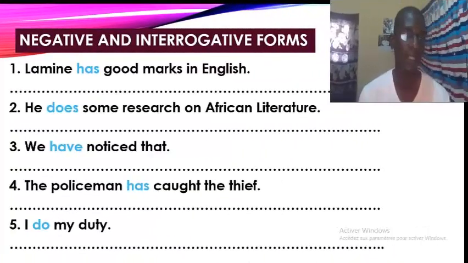Phrases à la forme négative et interrogative. Lamine has good marks in English. Est-ce que has est auxiliaire ou bien c'est un verbe ordinaire? He does some research on African literature. Il fait des recherches sur la littérature africaine. We have noticed that. Nous avons remarqué ça. Est-ce que have est auxiliaire ou bien verbe ordinaire? The policeman has caught the thief. Le policier a attrapé le voleur. I do my duty. Je fais mon devoir.